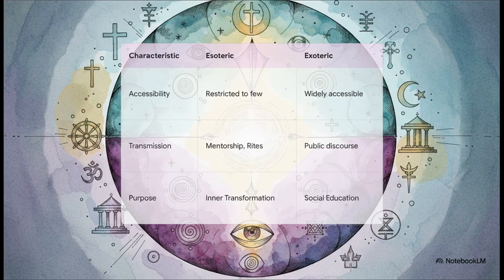And when you put them side by side like this, the difference just pops. Look at the purpose, right? The exoteric stuff is all about social education. It's the moral compass for the whole community. But the esoteric, that's about a radical, personal, inner transformation. It's a total game changer for the individual. So one path is building a good society, and the other is building a whole new you.